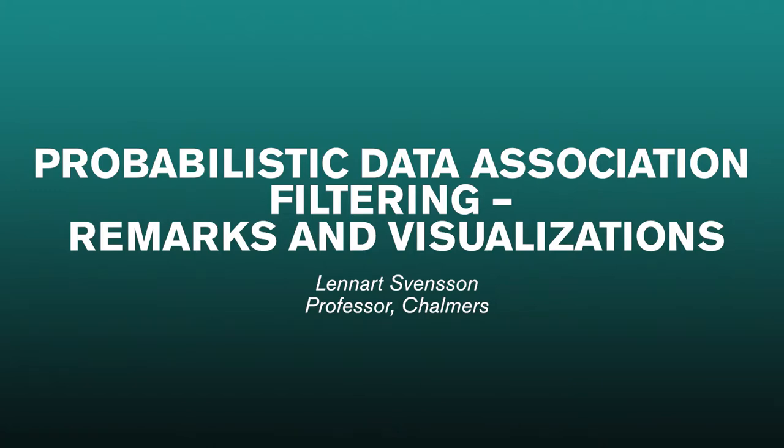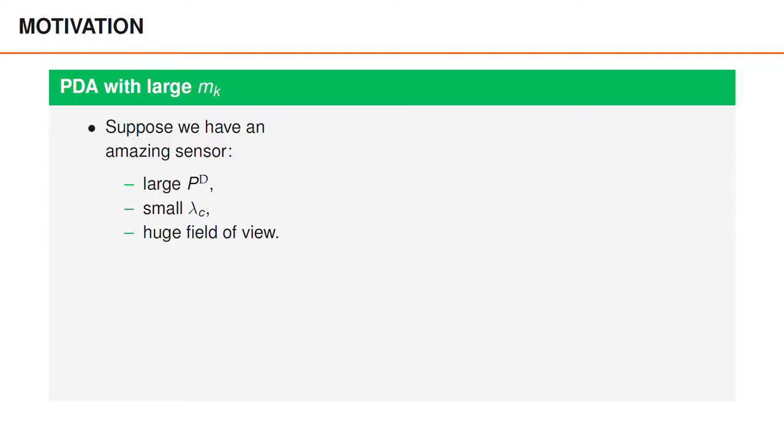To understand why we want to use gating, you can imagine that we are planning to use a PDA filter when the number of measurements MK is very large. For instance, suppose you have an amazing sensor that detects the objects with a high probability, that has a fairly small clutter intensity, and that has an enormous field of view.